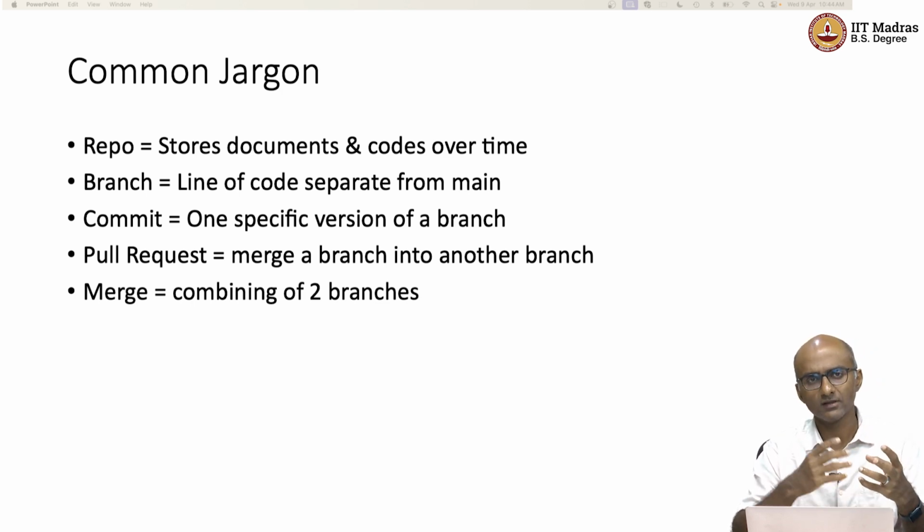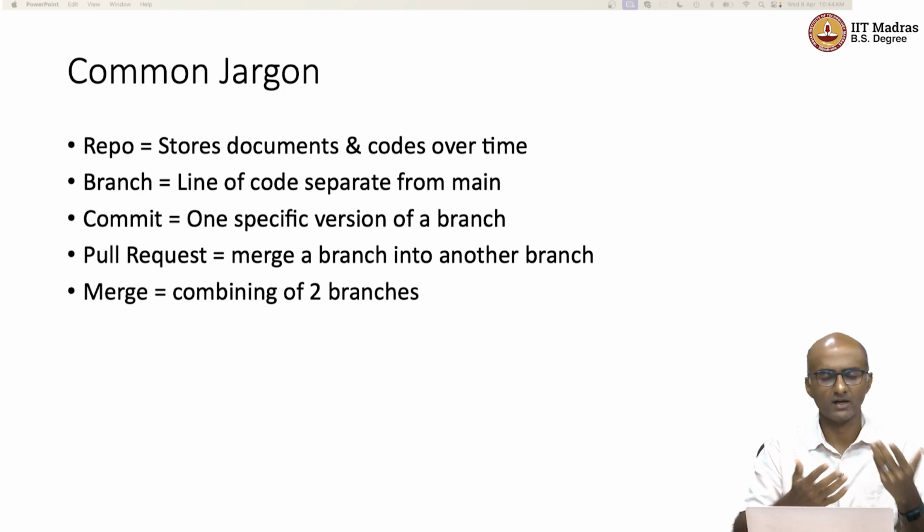A branch is a line of code which is separate from the main branch. So whenever a repo is created for the first time, there is something called a master branch or the main branch. And then from that main branch, at times developers create their own branches. And that branching exercise is something that we will discuss, what the best practices are, etc., a little later.